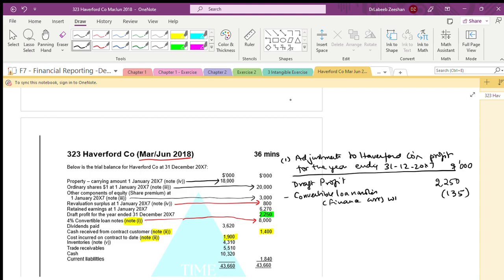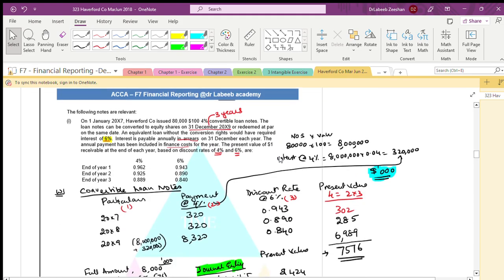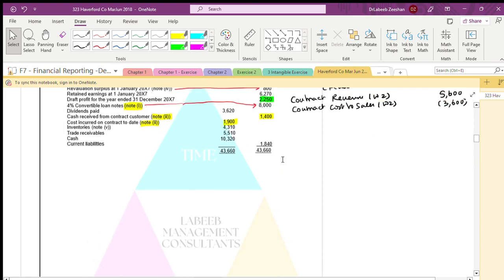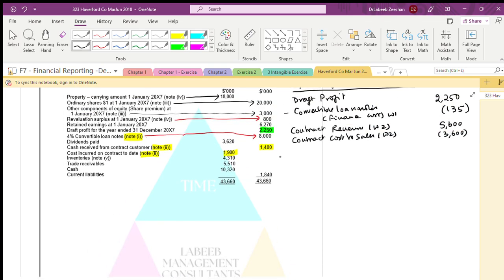Next, you have the contract revenue, which is working note 2. Here we have done 40% of 14,600, that is 5,600. We have contract cost to sales, again in working 2, which is 3,600. I will show it again: 3,600, 5,600 and 3,600 in working note 2.